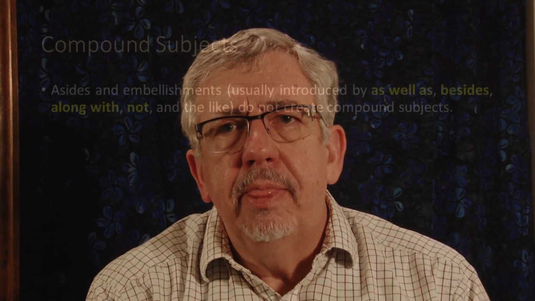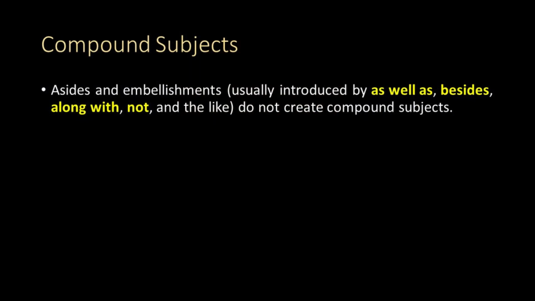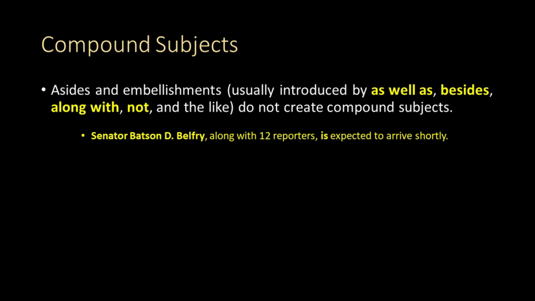Sometimes what appears to be a compound subject may not be. Be aware that words and expressions like as well as, besides, along with, and not are not coordinating conjunctions. They are frequently used to introduce asides or embellishments that don't count when determining whether a verb should be singular or plural. Thus, the following sentence is correct. Senator Batson D. Belfry, along with 12 reporters, is, singular, expected to arrive shortly.